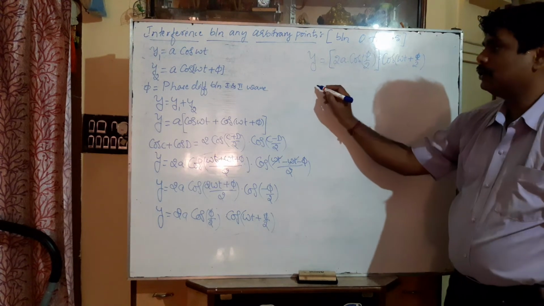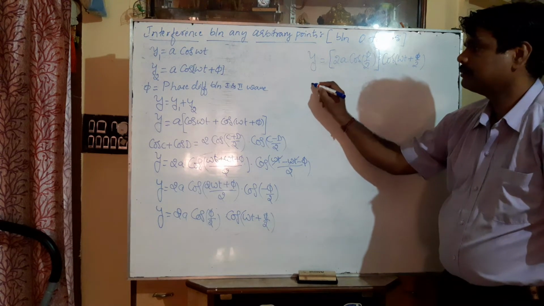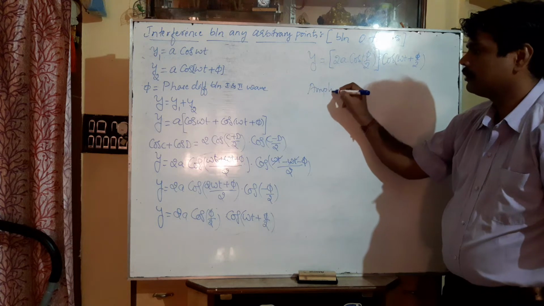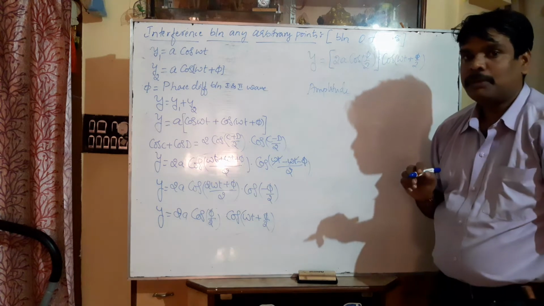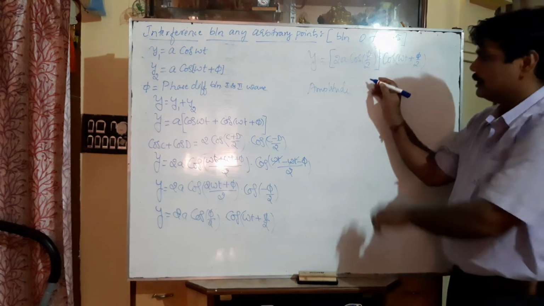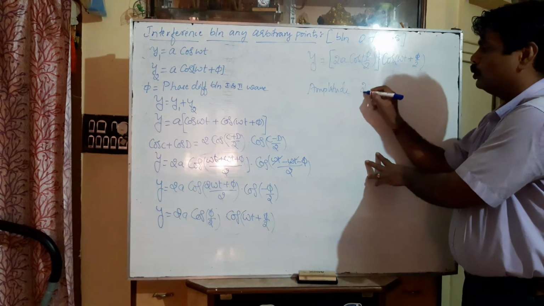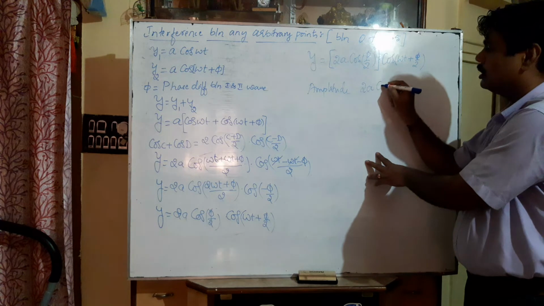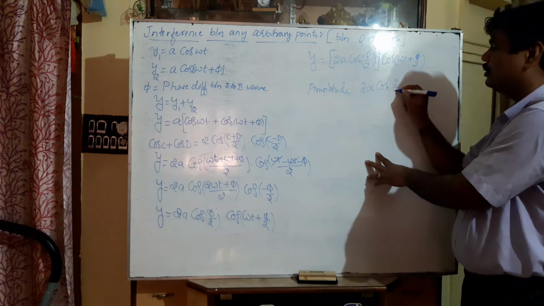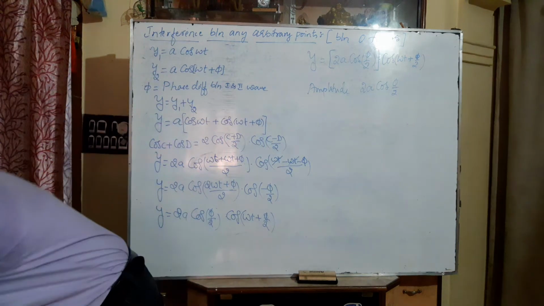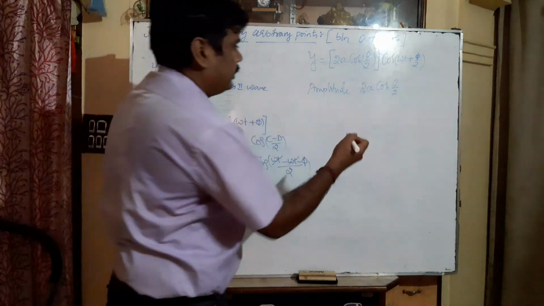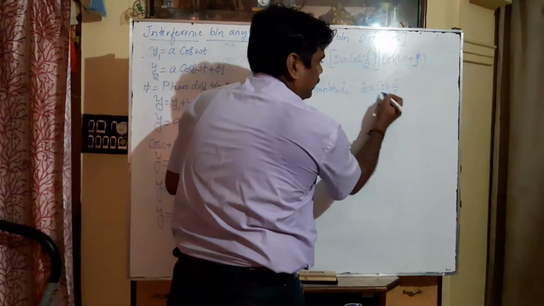So the amplitude, it means intensity is directly proportional to the square of the amplitude. So the amplitude becomes 2a into cos of phi by 2. Here you have to understand carefully, the things are very important. 2a into cos phi by 2.